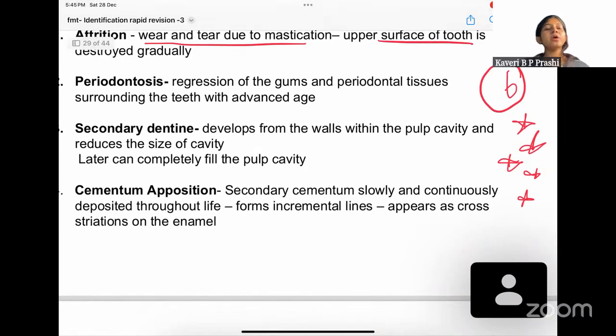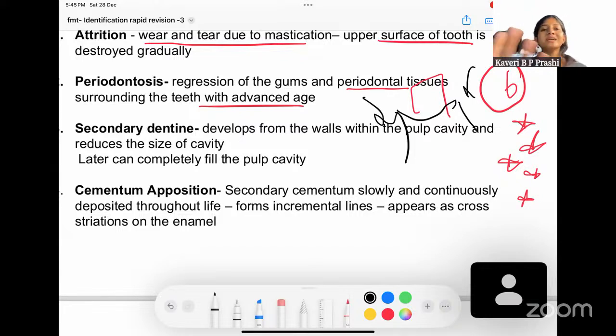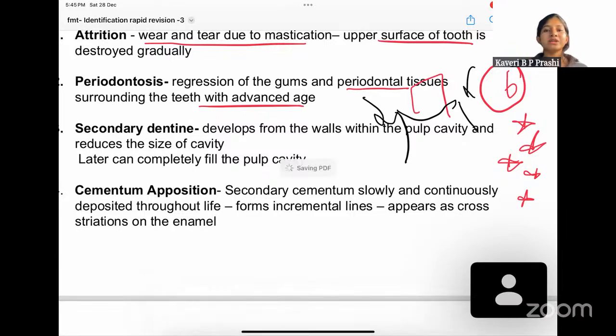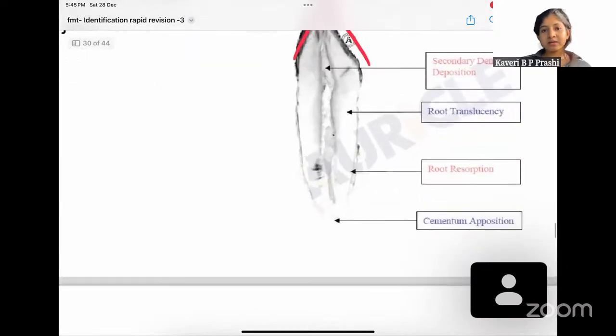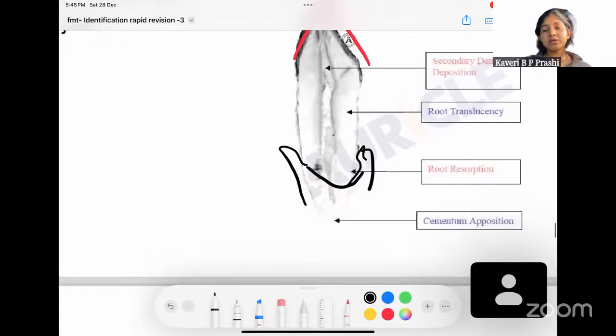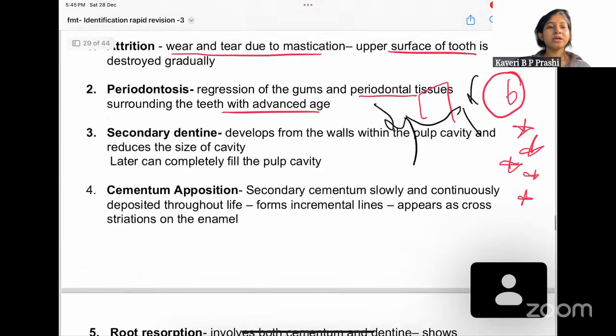Next, we have periodontosis, that is regression of the gums and the periodontal tissue surrounding the teeth with advanced age. If this is the tooth, we have the gums under it. This undergoes regression, that is, it is going to go down. There is regression of the periodontal tissue surrounding the teeth, and this is called periodontosis. Here, wherever the gum is, it is undergoing regression. Got it? Coming to the next change, we have secondary dentine.